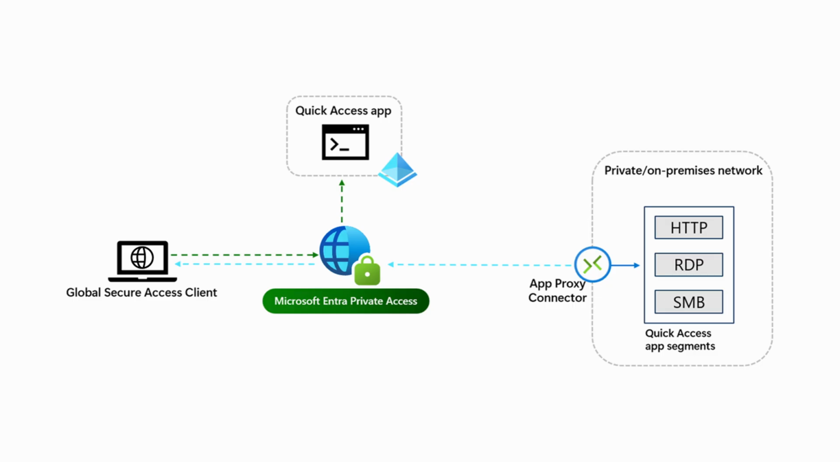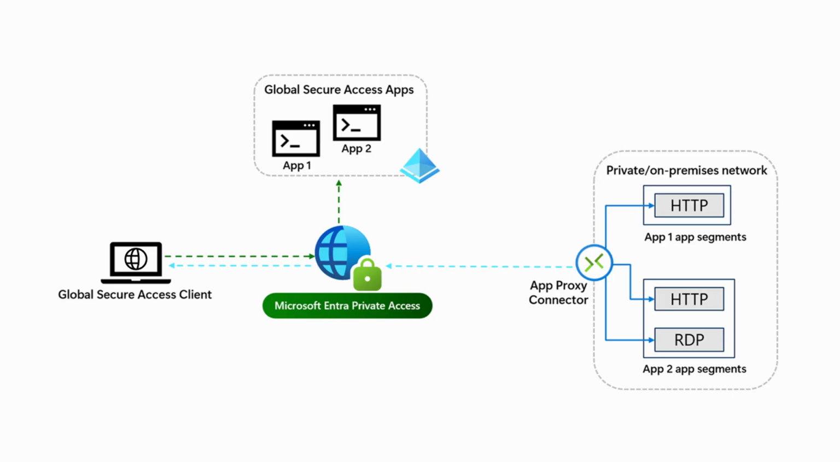Let's look at these two diagrams from Microsoft Learn. Firstly, the quick access app approach. Notice this approach requires only one enterprise app, and it grants access to the entire internal network across protocols such as HTTP, RDP, and SMB. Now, contrast that with the global secure access app approach. You'll see that in this example of just two apps, it's already a little more complicated. Each segment in the on-premises network requires a corresponding global secure access enterprise app.